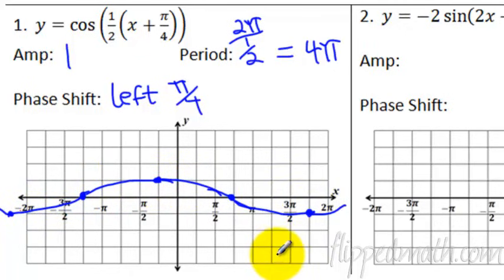A little bit hard to sketch this one. I probably should have given an example with a larger amplitude. That was hard to sketch. But there's the idea. So let's try this with number 2.